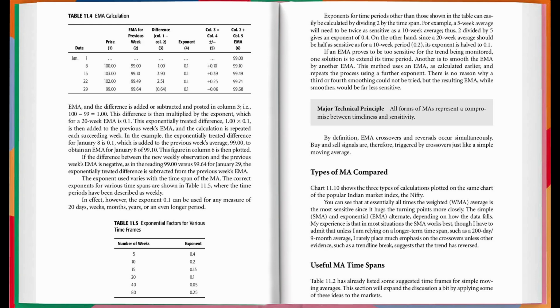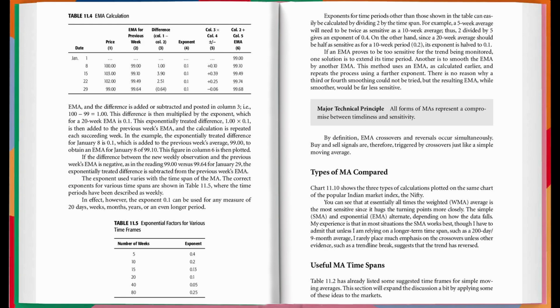The exponent used varies with the time span of the MA. The correct exponents for various time spans are shown in Table 11.5, where the time periods have been described as weekly. In effect, however, the exponent 0.1 can be used for any measure of 20 days, weeks, months, years, or an even longer period. Exponents for time periods other than those shown in the table can easily be calculated by dividing 2 by the time span.